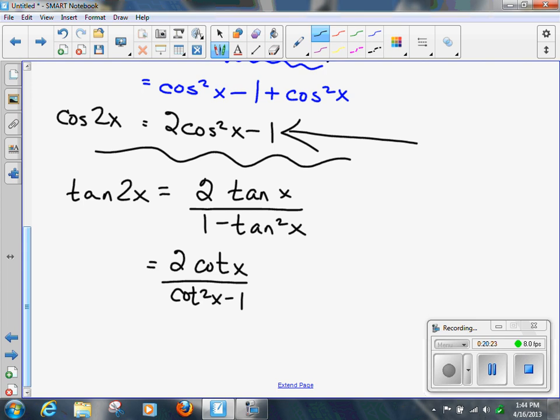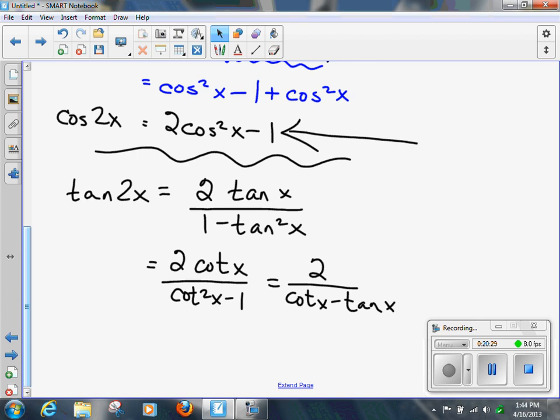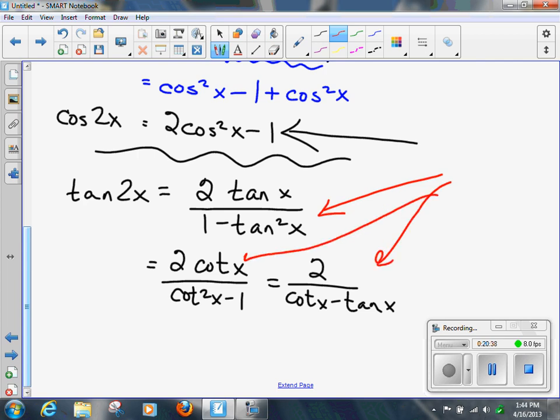I assure you, I could give this to you as a verifying problem. You have to have all 3 of those. Anything with an arrow pointing towards it needs to go on your card. So you've got 1 for sine, 3 for cosine, 3 for tangent. That's 7 formulas on your card.